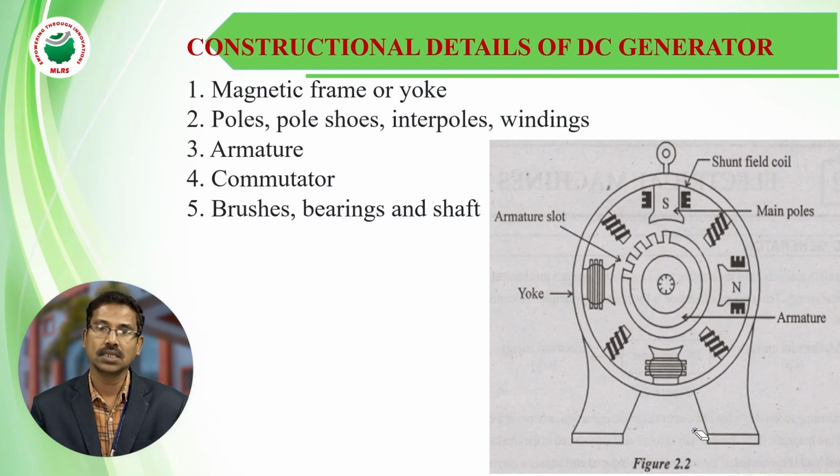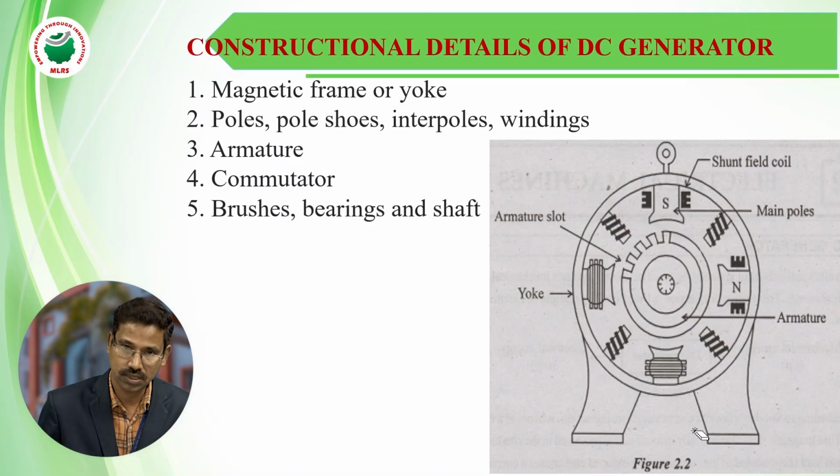Next, see the construction details of DC generators. Let us see the various parts of the DC generators and their functions. The first one is the magnetic frame or yoke. Second is the pole shoes, interpoles and windings. Third is the armature. The fourth is the commutator. Fifth is brushes, bearings and shaft. So let us know the various parts of the DC generators.